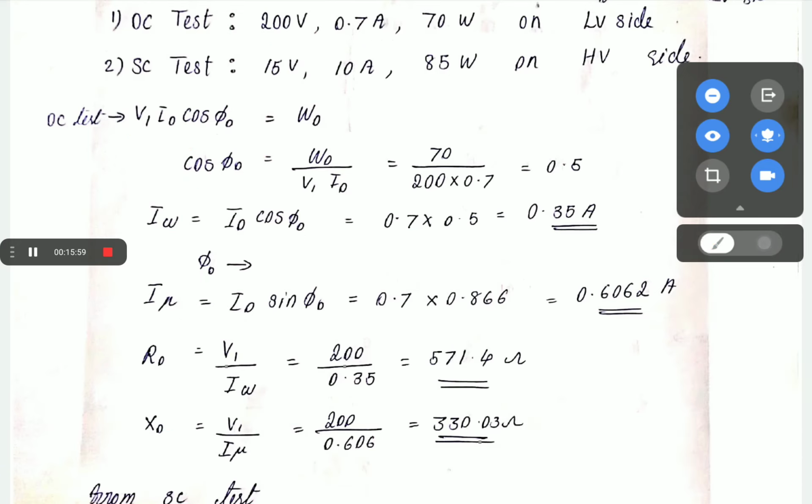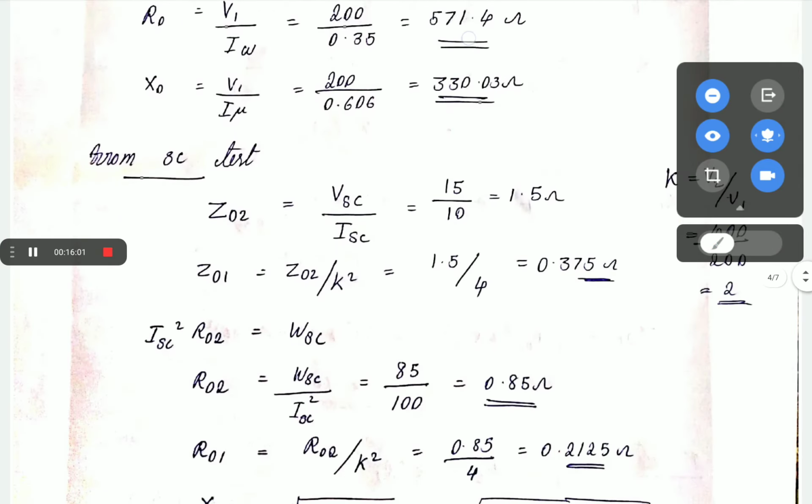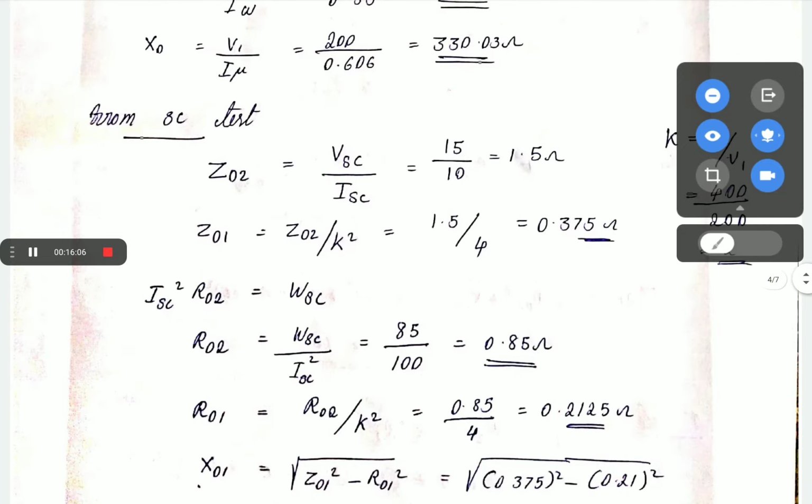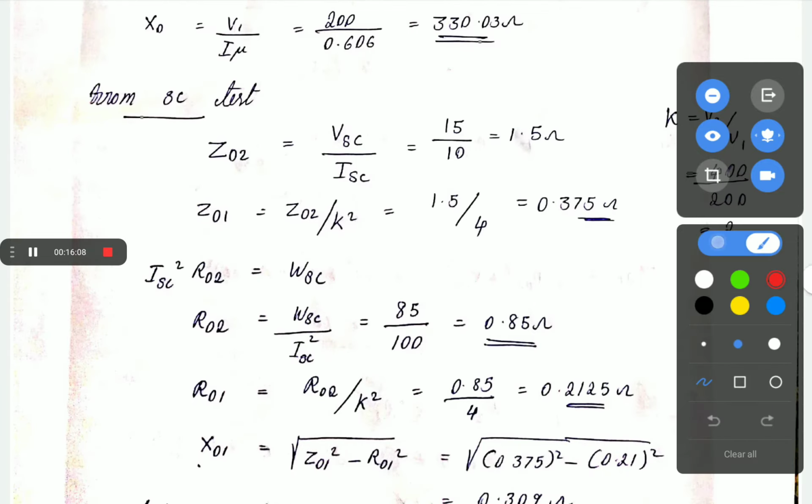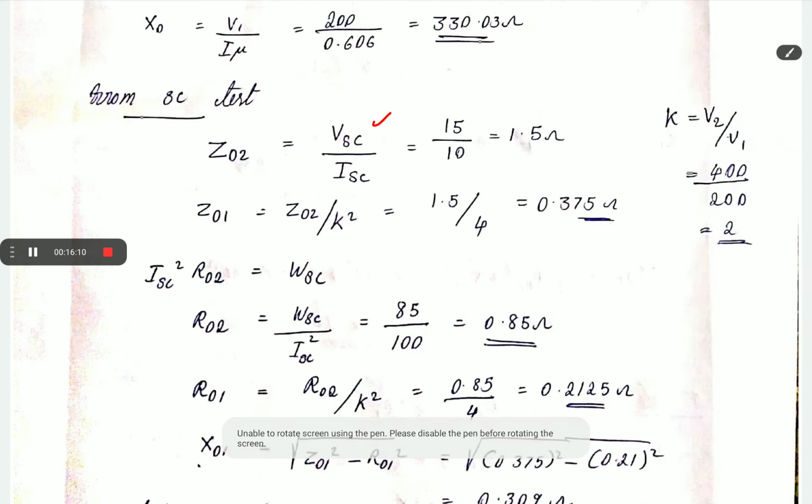No load parameters obtained. Now what to do next? From the short circuit test, we know the voltage and current values. Short circuit voltage and current are known. So V by I will give the impedance value. So 15 by 10, 1.5 ohm will be your impedance.